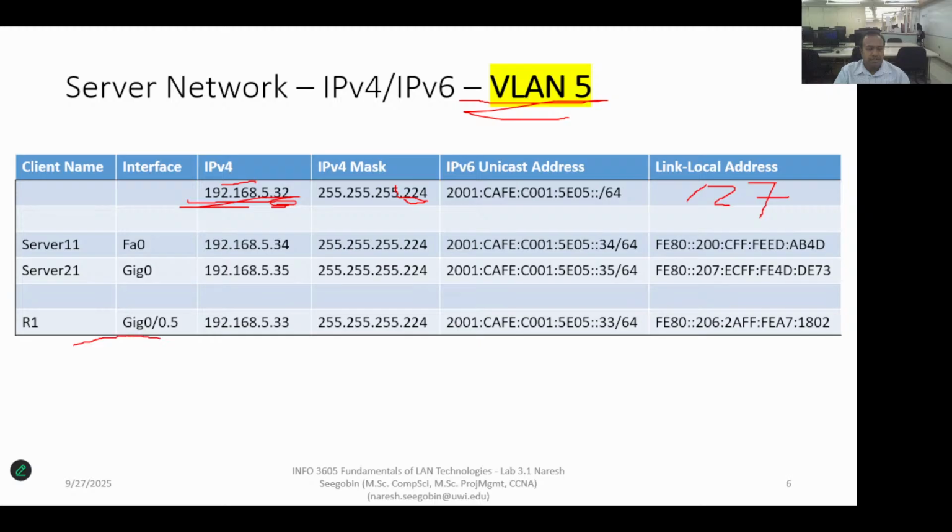All right, you notice a few things. Again, gig 0/0.5 is also set up as the server network.